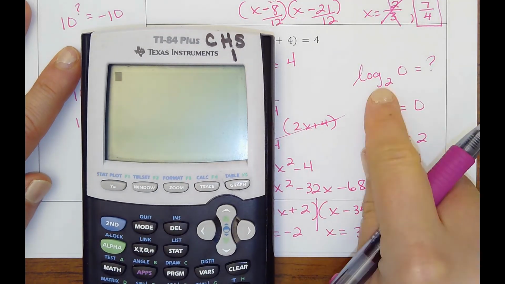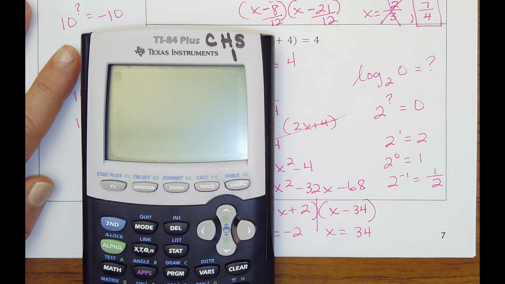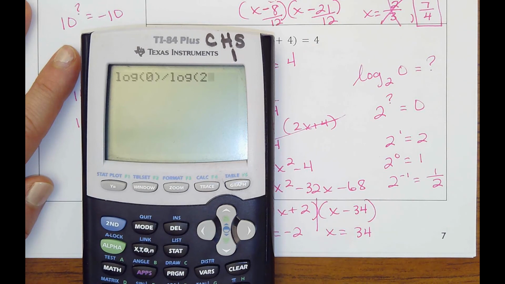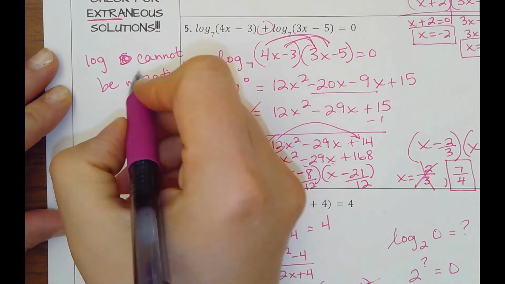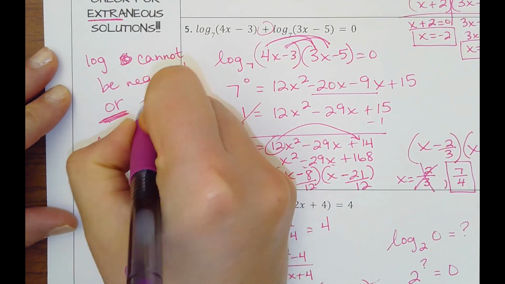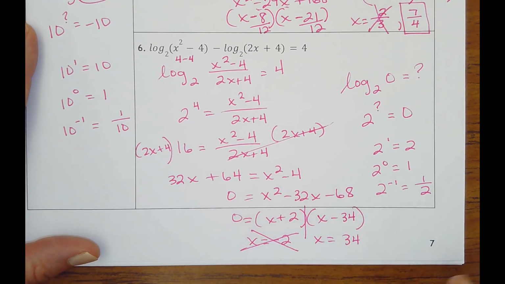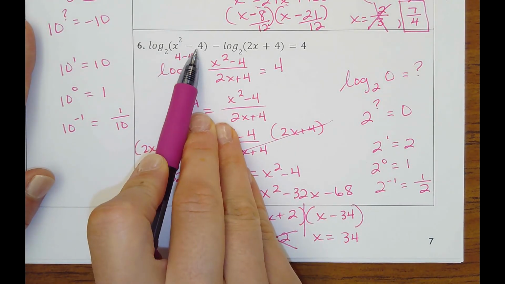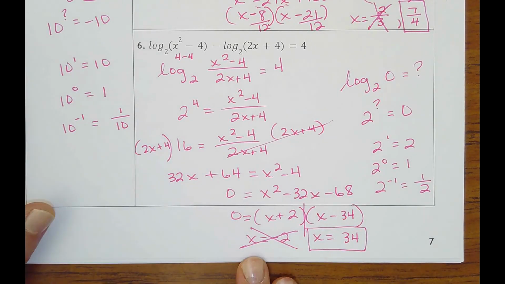And if I happen to do change of base to check, I could do log of 0 divided by log of 2. There's an error. So we also need to add that your log cannot be negative or 0. So this -2 answer is extraneous. But the 34 should be fine, because that'll get big number minus something smaller, that'll get big, and that's all positive. So you get one answer of 34.